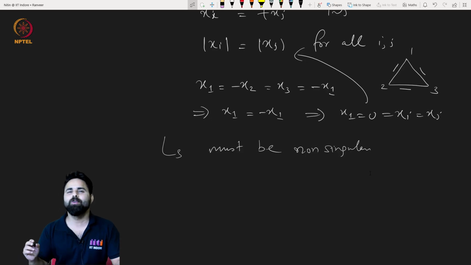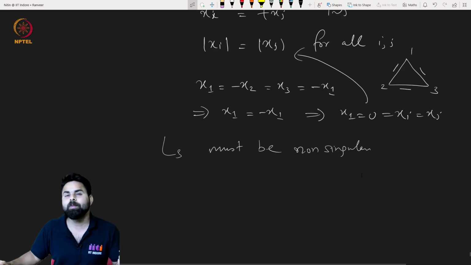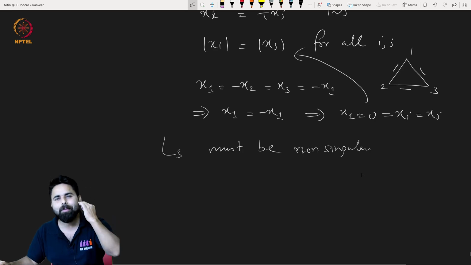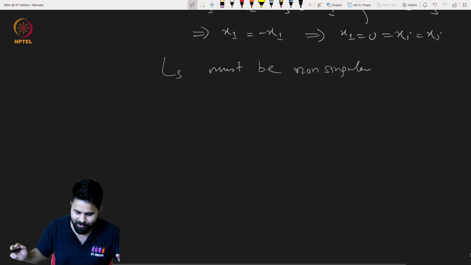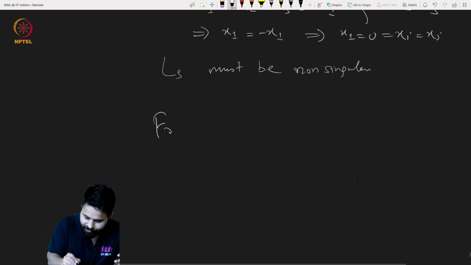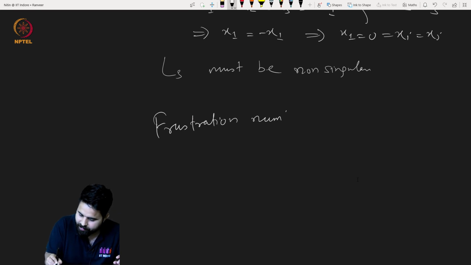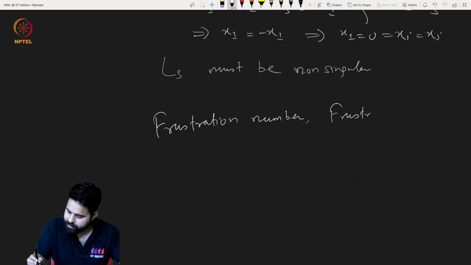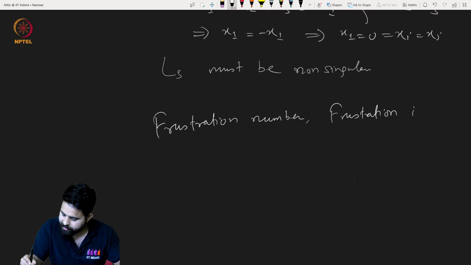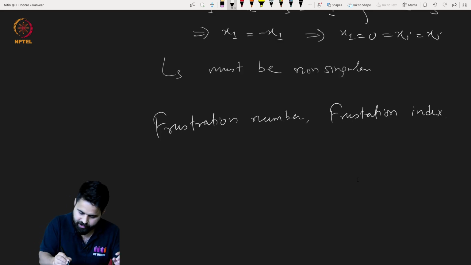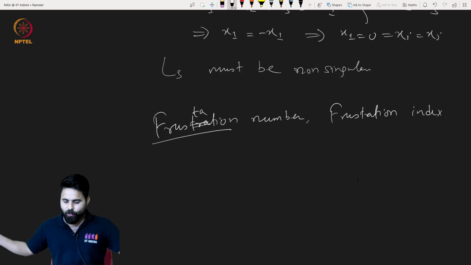Now let us move to the next result. This result is on something called the frustration number or frustration index of a signed graph. Let us see what these two numbers are. Frustration number and frustration index. I think the spelling is wrong. Frustration. Very good. So what are these numbers?